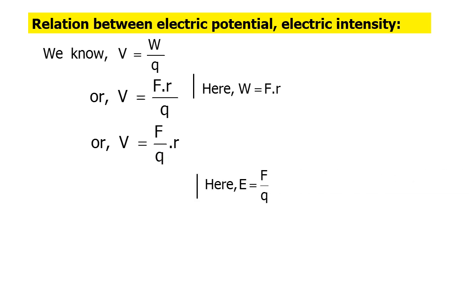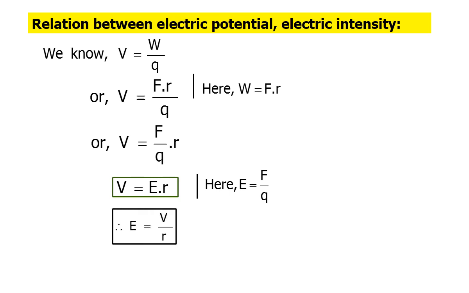Similarly, we know the electric intensity E equals F by Q. If we put the value of F by Q, then we can write V equals E into R. Replacing F by Q, we can write E and R, the formula of electric potential, V equals E into R. If you want to write E, then the formula of E will be V by R.